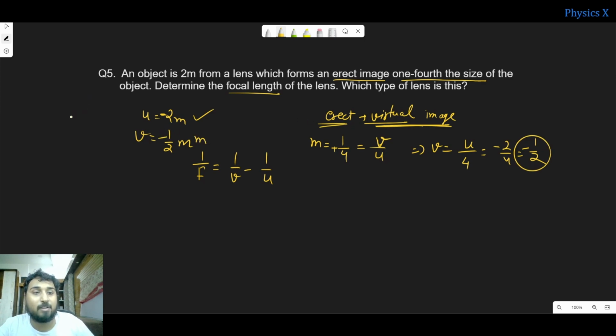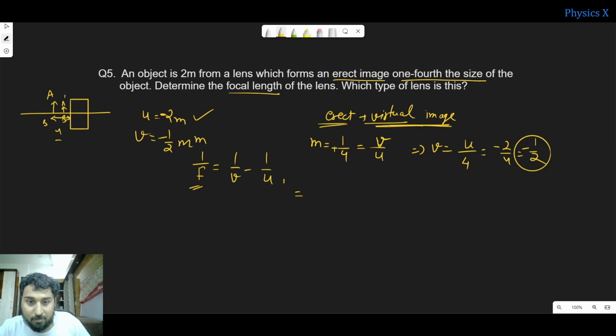That means it is like this. If this is your lens, we don't know what lens it is. It is a virtual image and it is on the same side as the object. So it is virtual, 1/4 size, so it will be diminished. If this is the object, this is your image, diminished, and it is on the same side because u is also negative and v is also negative. So this is on the left hand side of the lens only.